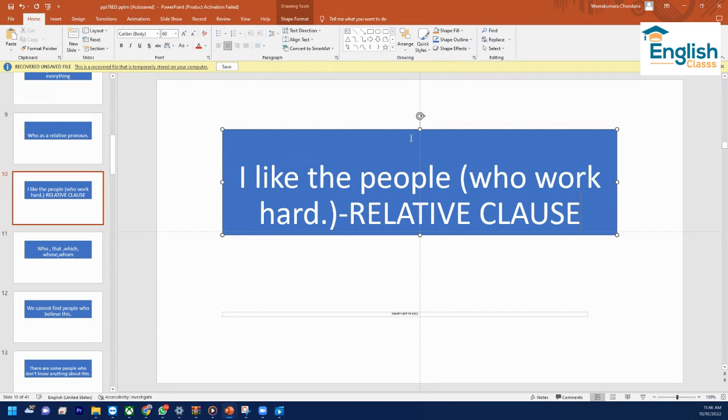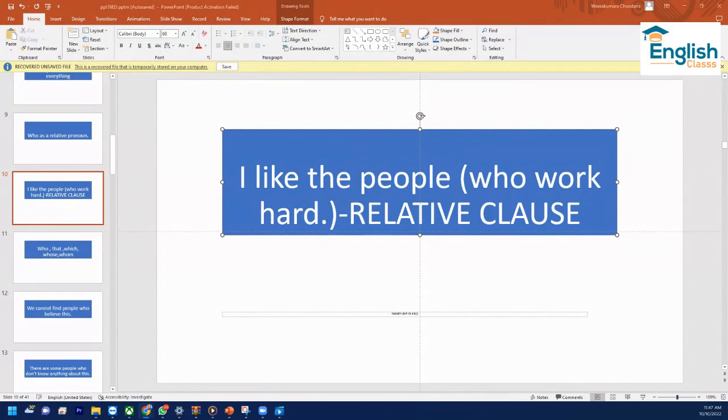I like the people who work hard. I like that kind of people. Which kind of people? People who work hard. We have given more information about the people by using the relative pronoun who.